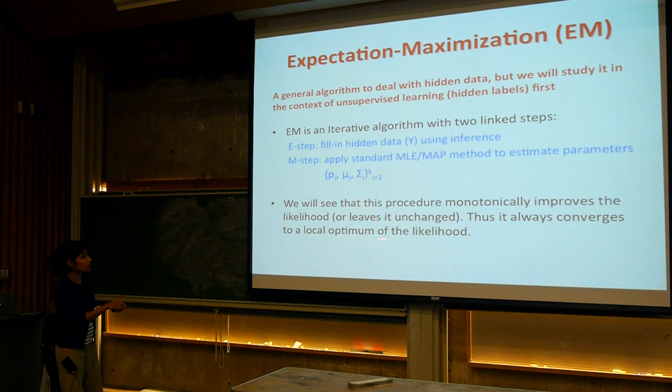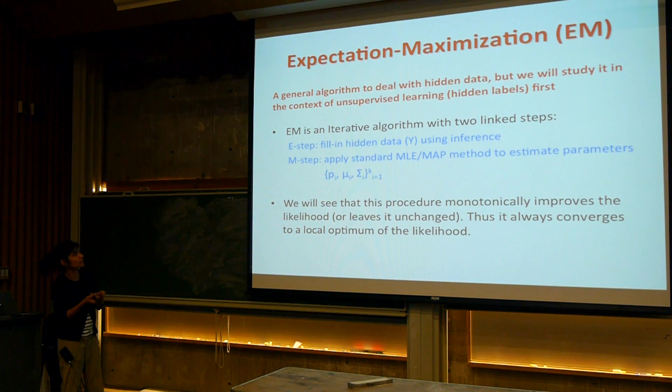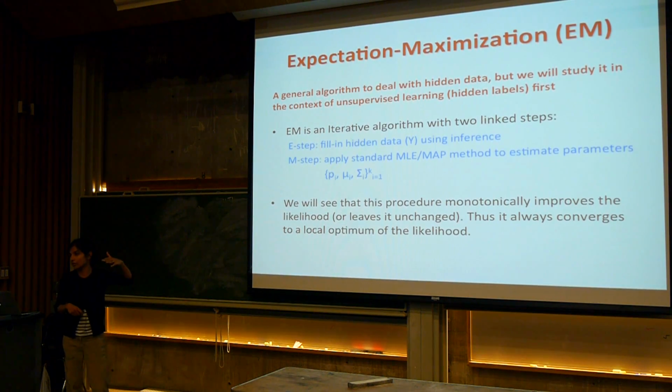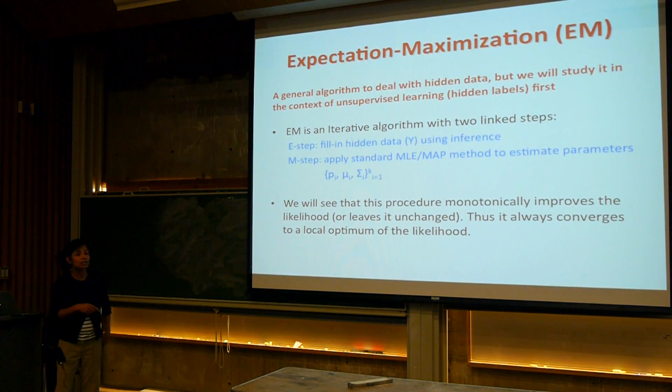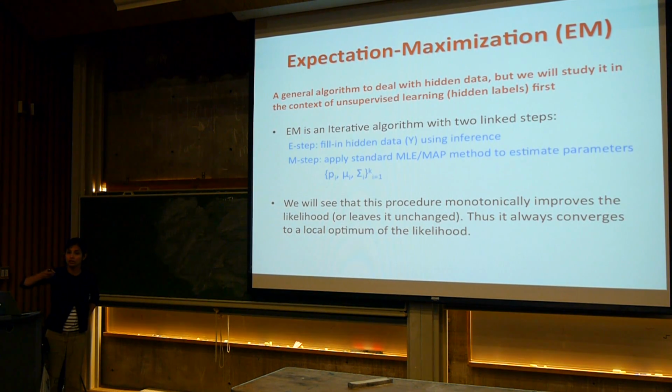And we'll actually see some nice properties. Even if you do it in this iterative way, you're going to repeat these two steps many times, because you'll start with some random initialization of your parameters. Assuming that you know those randomly initialized parameters, we fill in the hidden data, then estimate the parameters, and keep cycling back and forth. We'll show that this whole procedure actually converges and monotonically improves the likelihood under the model. So we'll show that it converges to a local optimum of the likelihood. It won't get you to the maximum likelihood solution, but it will get you to a local optimum of it.